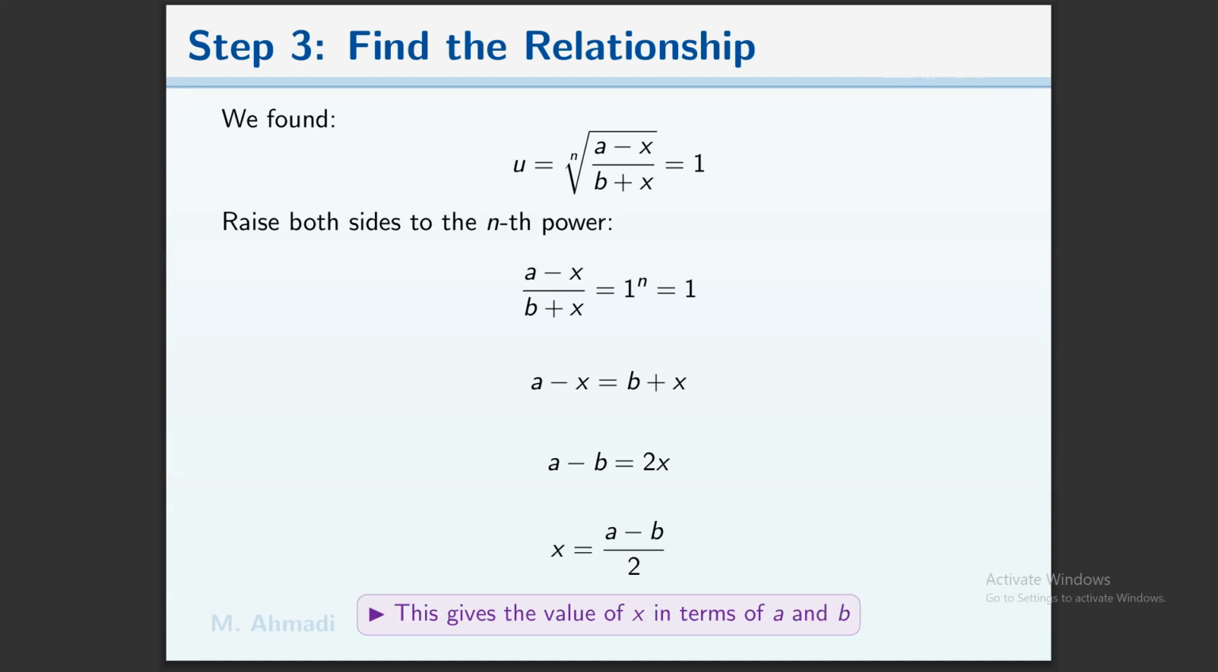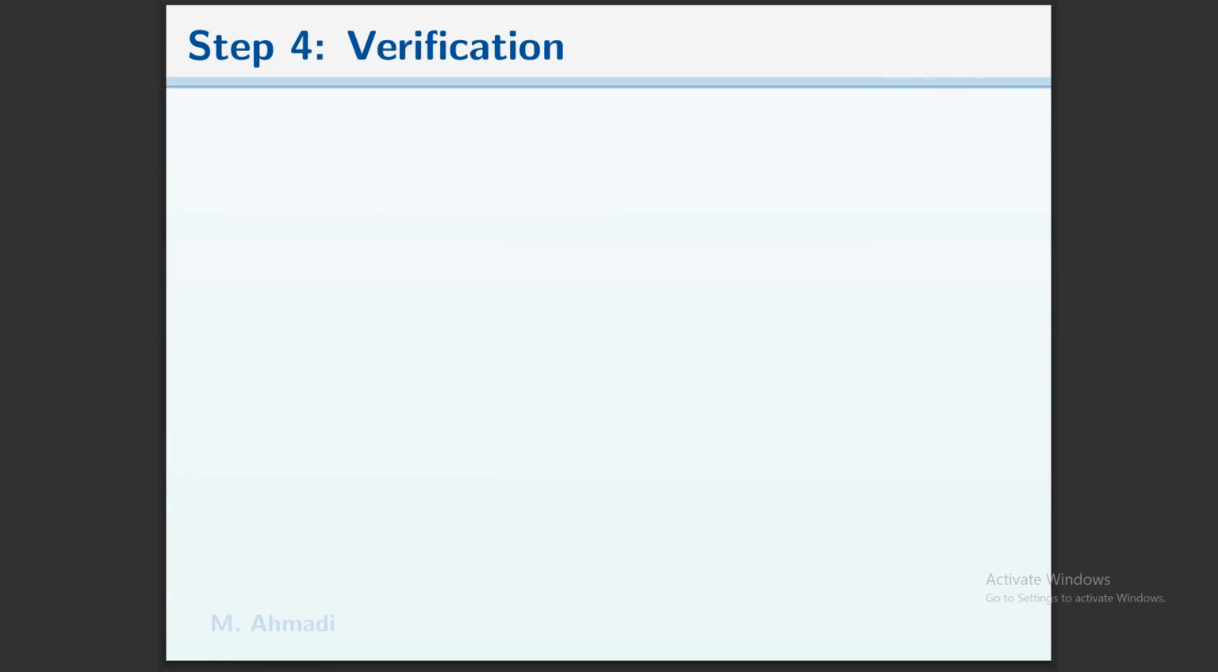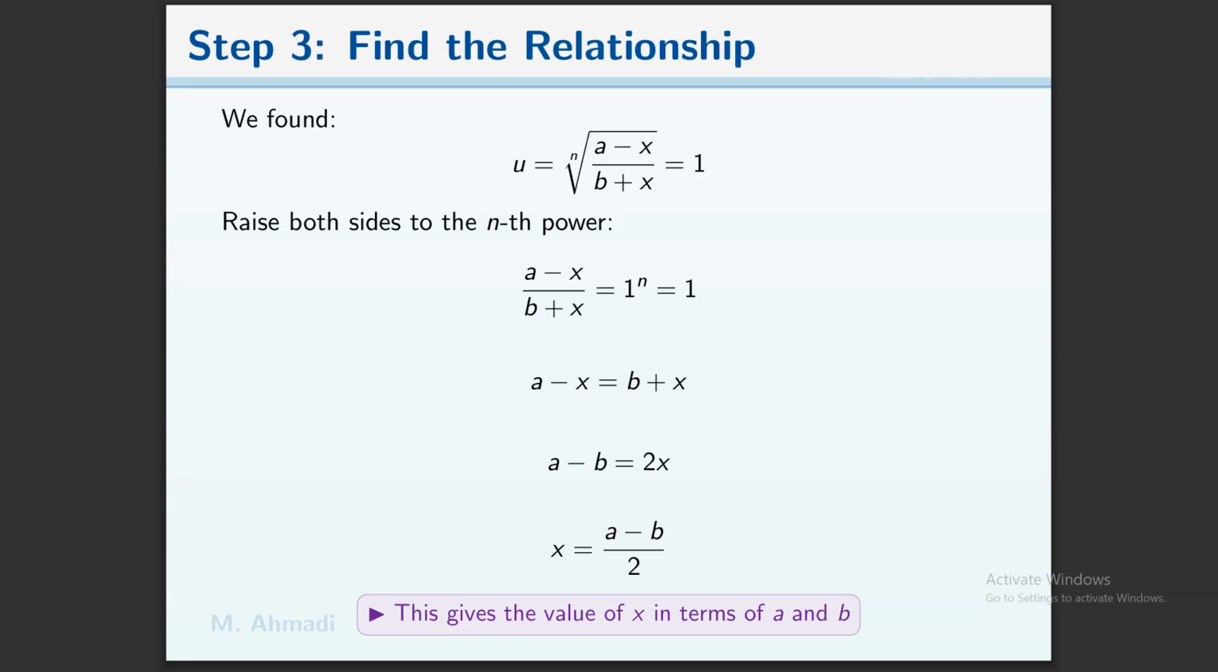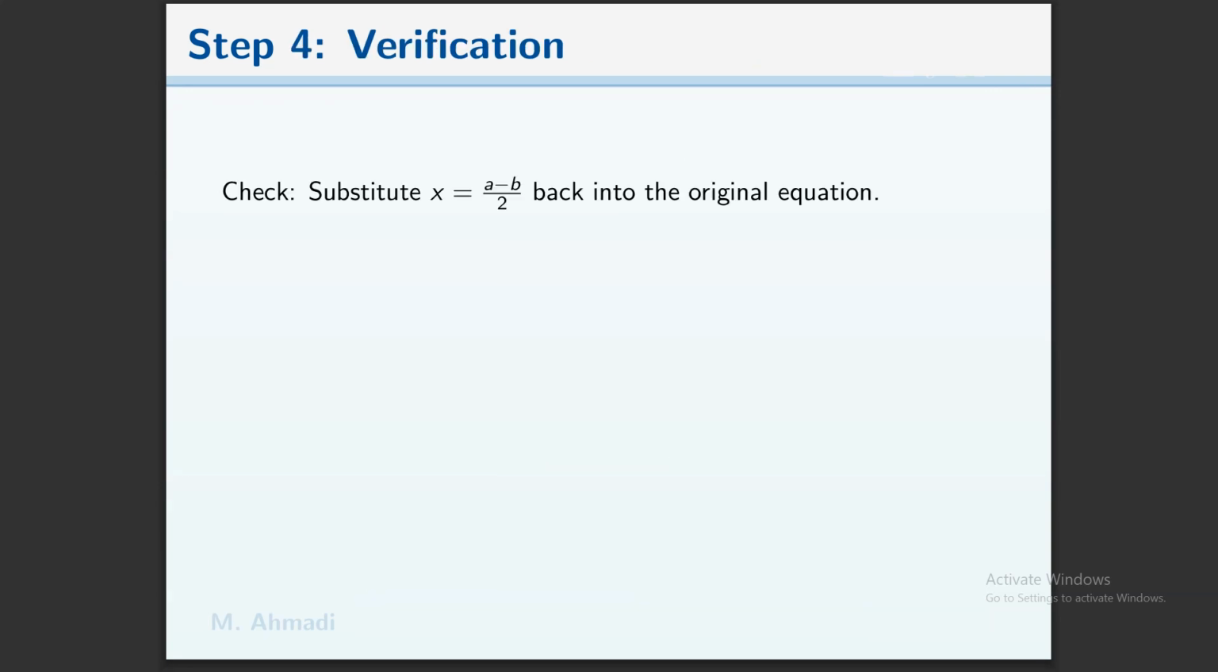So this gives the value of x in terms of a and b. So the root of the equation is x equals (a minus b) divided by 2. We are going to verify the answer. So substitute x equals (a minus b) divided by 2 back into the original equation.